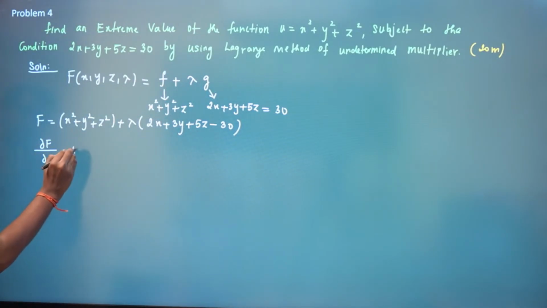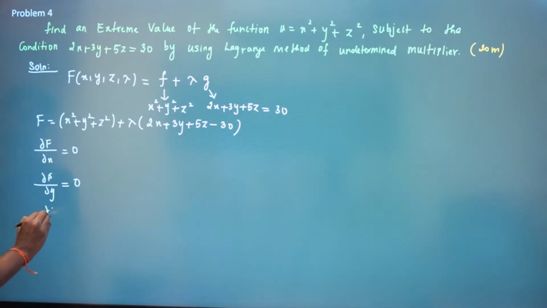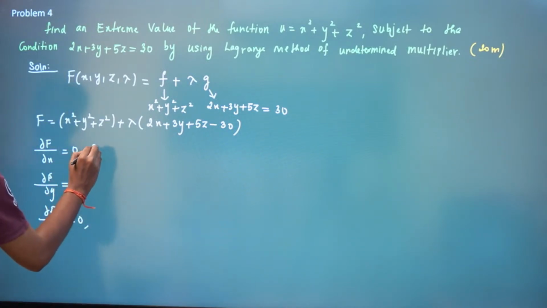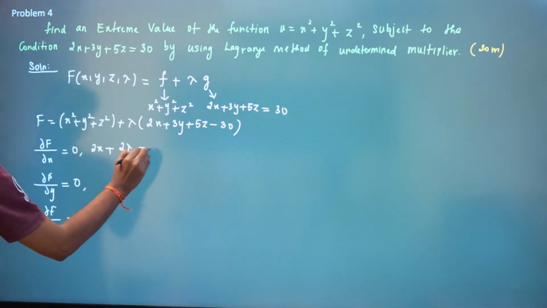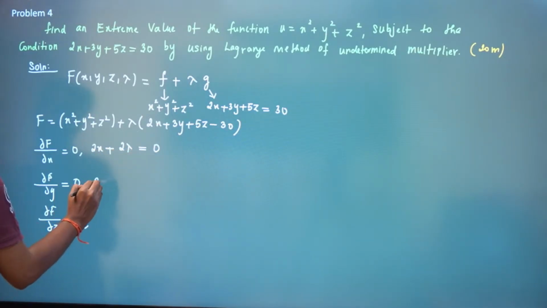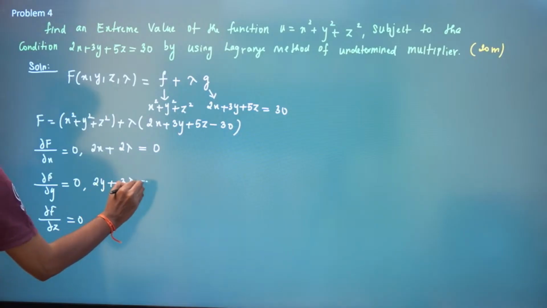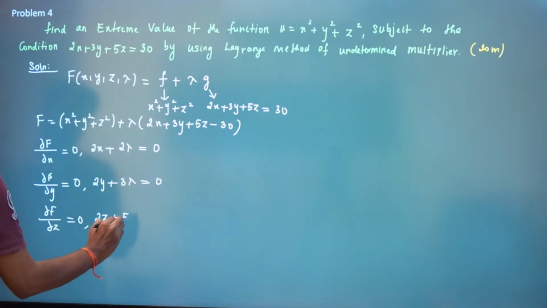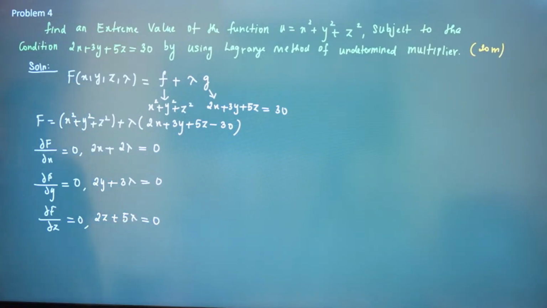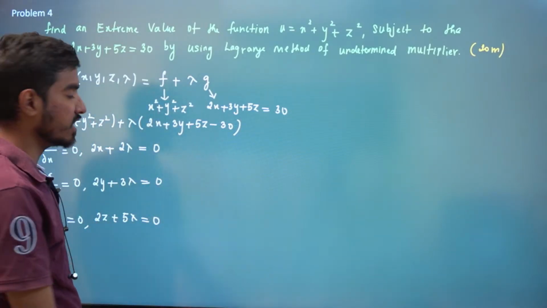∂f/∂x = 0, ∂f/∂y = 0, ∂f/∂z = 0. So 2x + 2λ = 0, 2y + 3λ = 0, 2z + 5λ = 0, right? I'm just partially differentiating with respect to x, y, z.